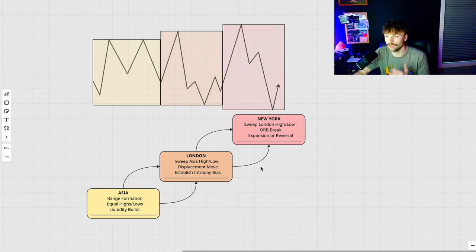And then we all know that New York is our most volatile session most of the times. So that is when we see those big expansionary moves normally, okay? Of course, things can change. Sometimes Asia session is very, very volatile for some reason. Sometimes New York session is very, very choppy.